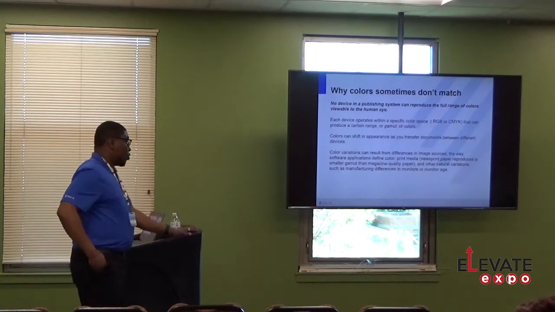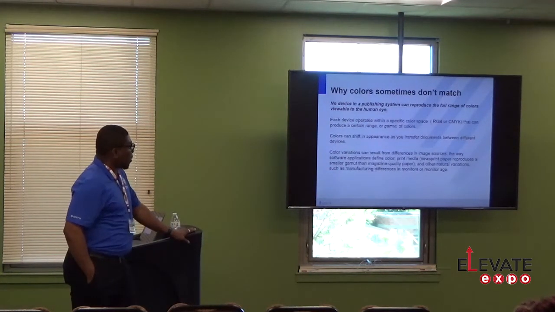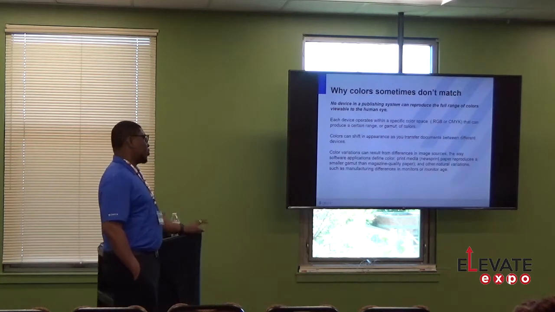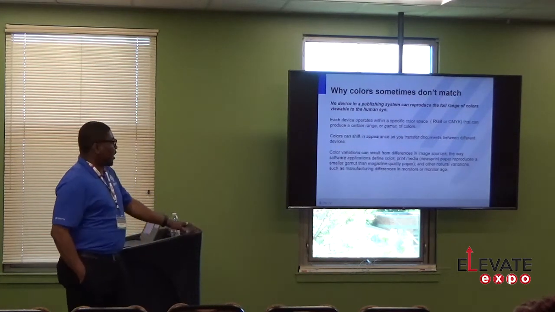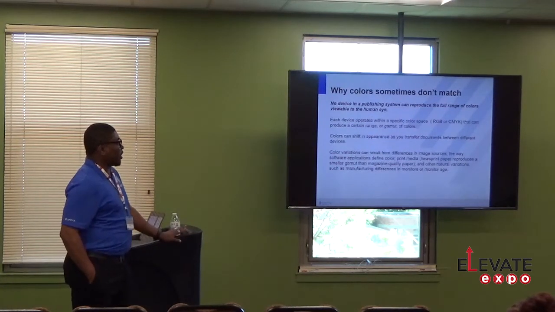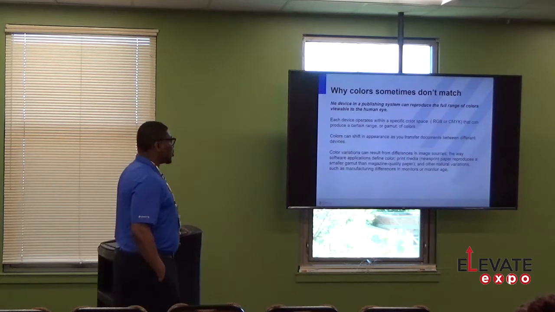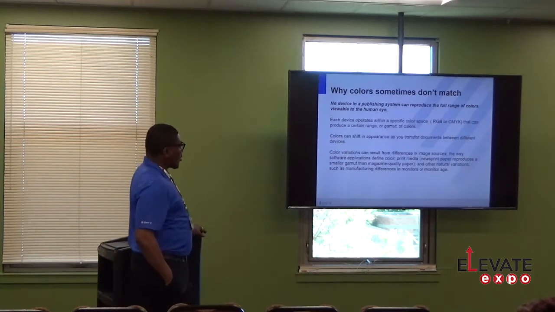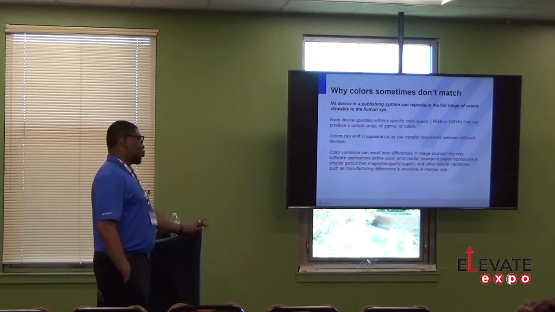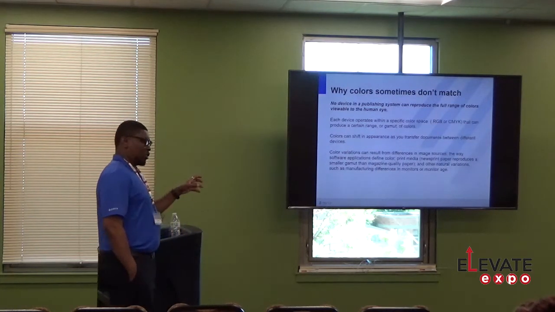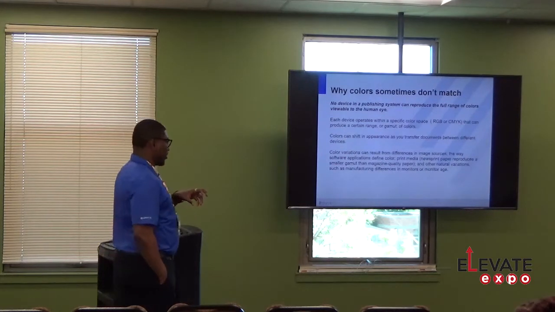Now, why don't colors match sometimes? No device in a publishing system can reproduce the full range of colors viewable to the human eye. Each device operates within a specific color space, RGB or CMYK, that can produce a certain range, or gamut, of colors. Colors can shift in appearance as you transfer documents between different devices. Again, it comes down to what you see on screen isn't necessarily what you print.